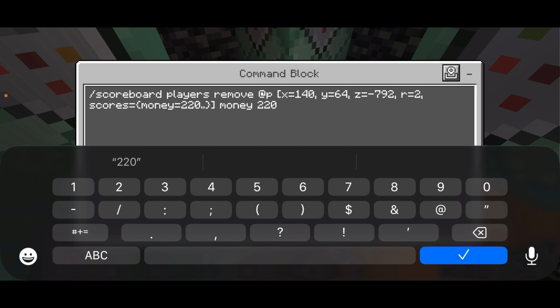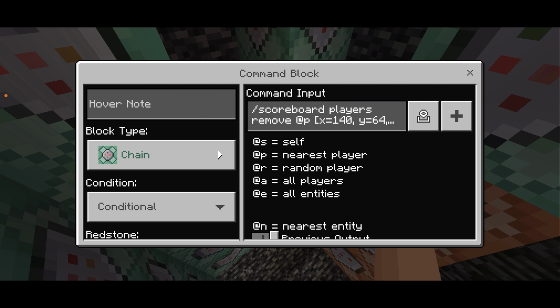There we go. Scoreboard players remove @p 140 64 -792 R equals 2. Scores equals money. Okay, perfect. All right, I don't know how to, but I will try to incorporate this.